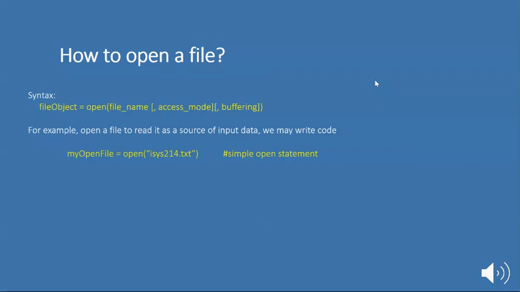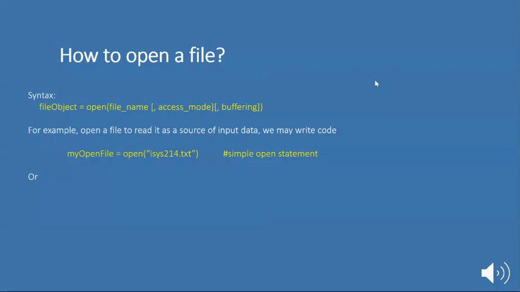And there are three examples showing how to open a file. The file name is sys214.txt. The first example is the simplest open statement. It simply opens the file name without access mode or buffering.